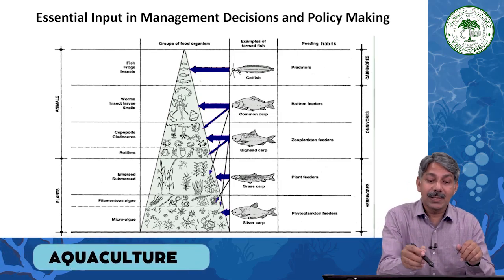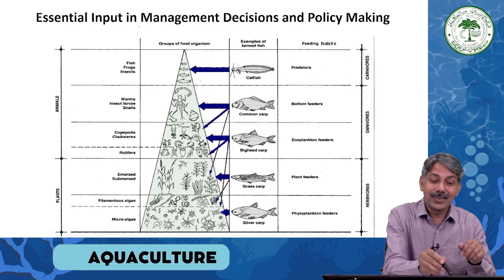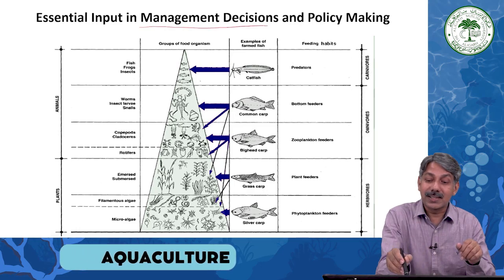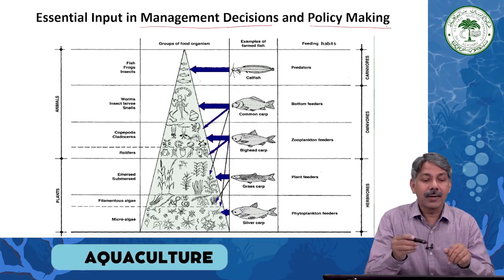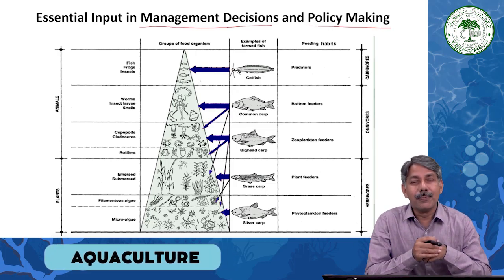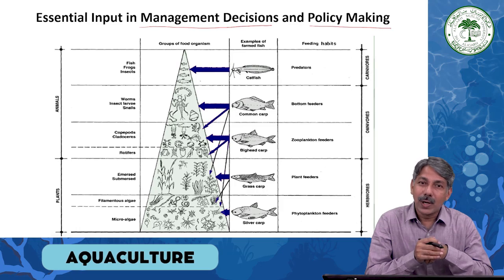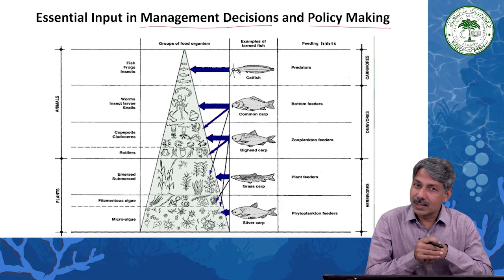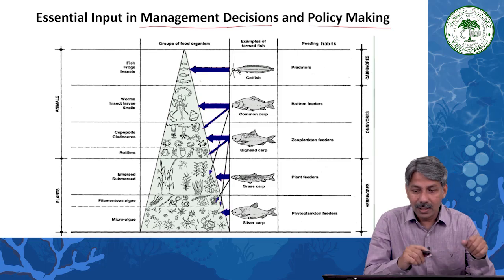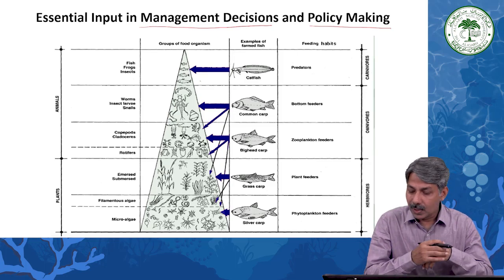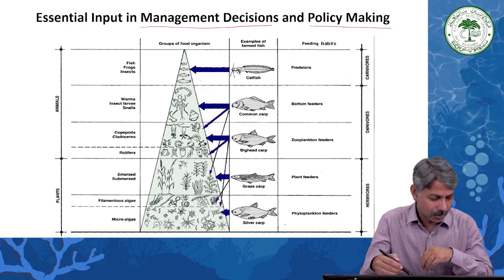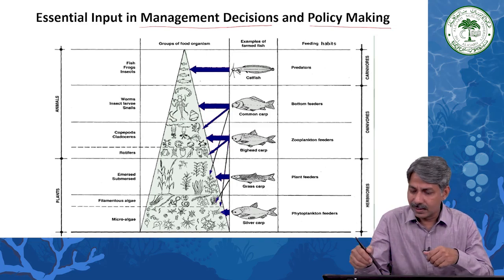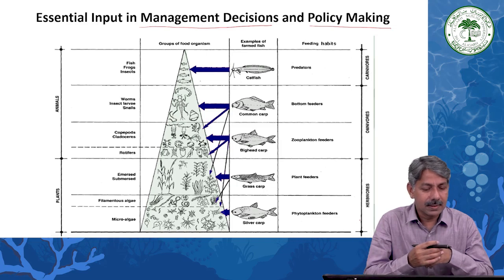I have been mentioning devising management strategies, taking management decisions and policy making. That is one of the very crucial points while doing fisheries and aquaculture activity. In fact, I've just taken one random diagram, and I probably gave the source also. If it has not been given, then we can add it.